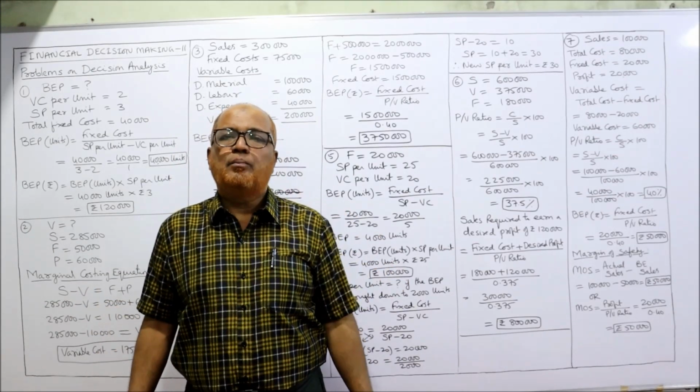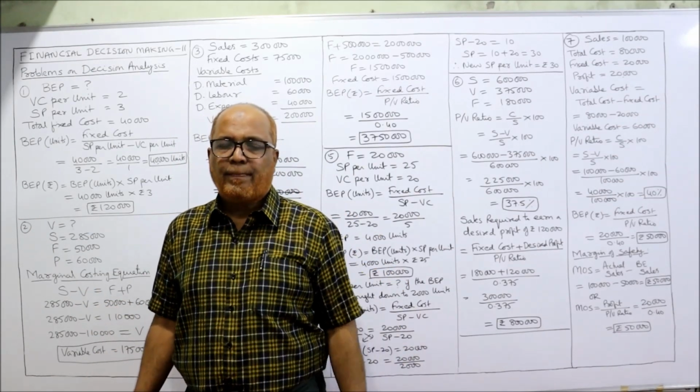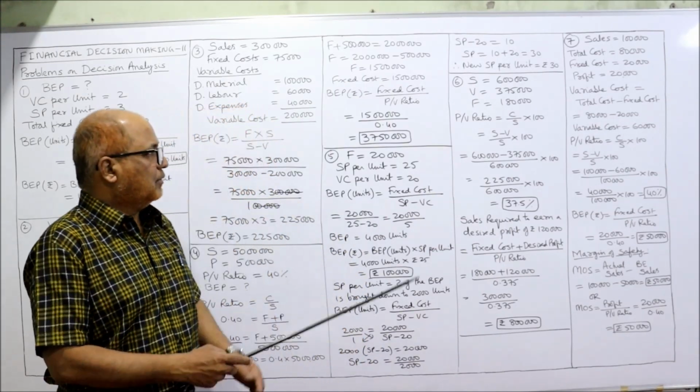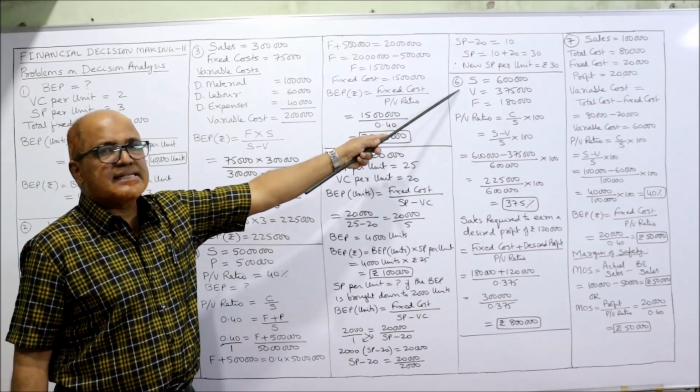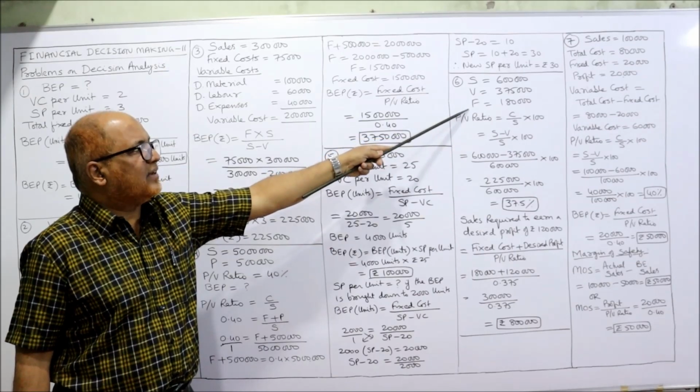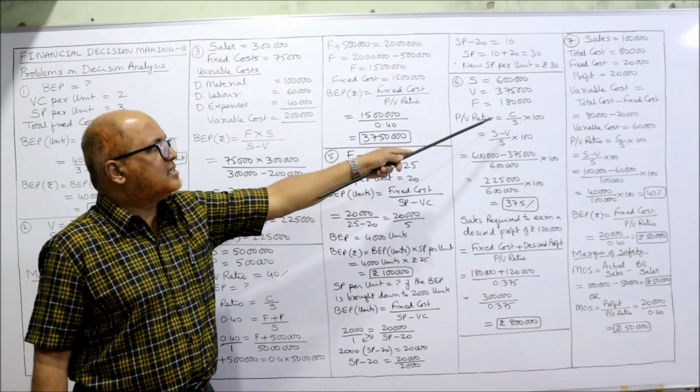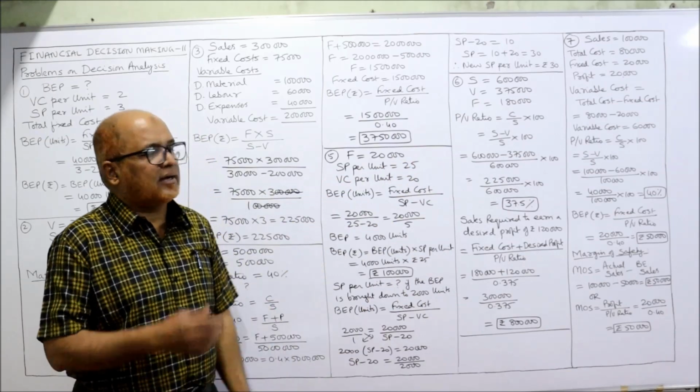The only thing is PV ratio. That is not given. So we need the PV ratio. Here, sales 6 lakh, variable cost 375, fixed cost 1 lakh, PV ratio is equal to C by S into 100.